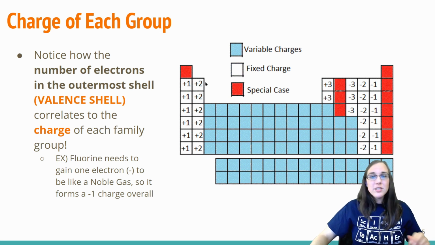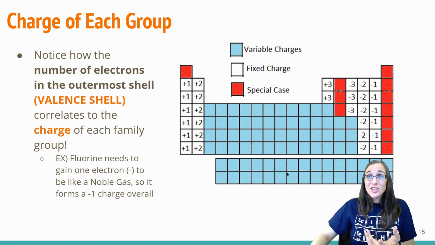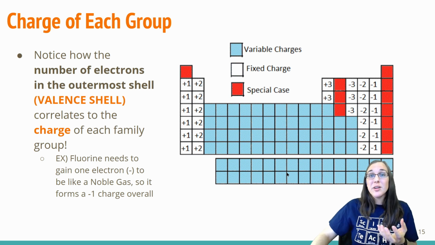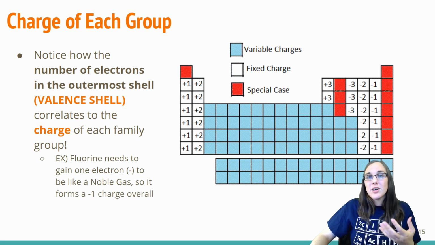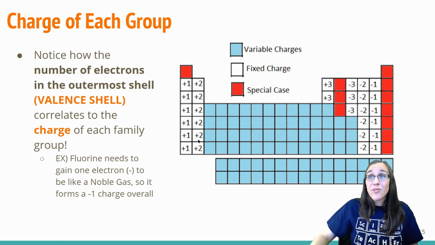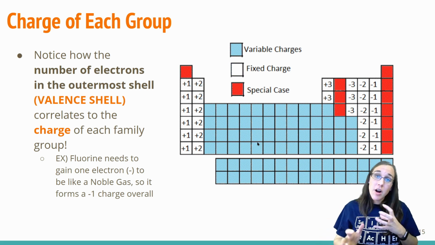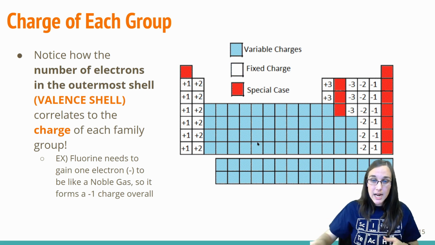Now remember, we mentioned that the transition metals and the inner transition metals transition charge. So they don't have a set charge. They don't have a set number of electrons that are in their outermost shell like these guys do with fixed charges. That's what makes them special. They can change their charge depending on the circumstance.